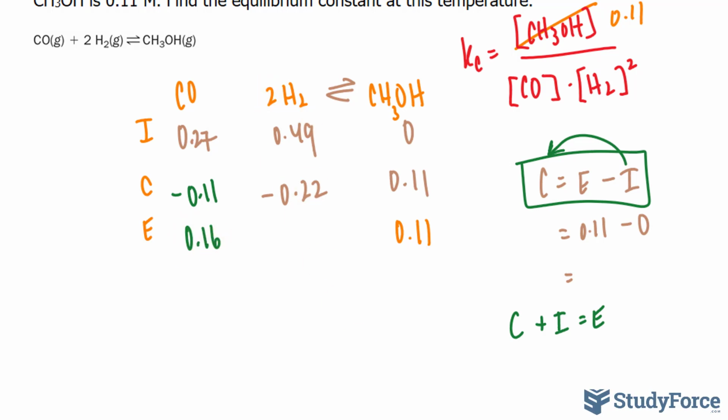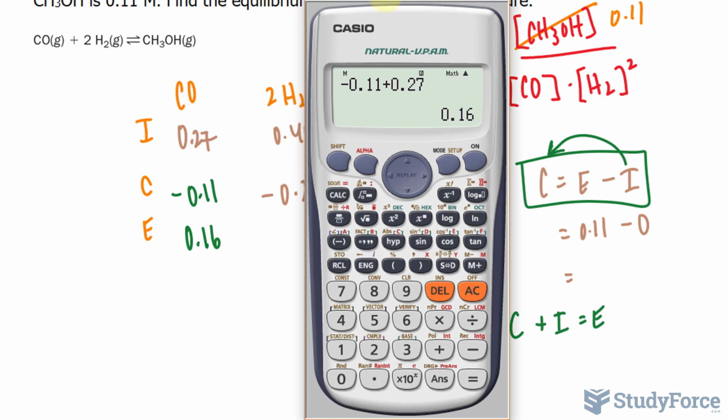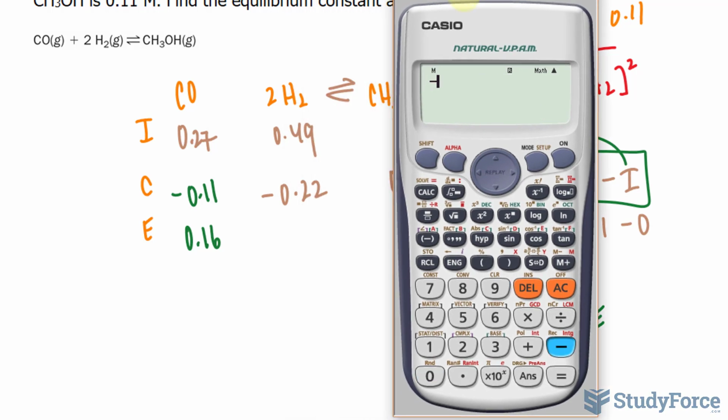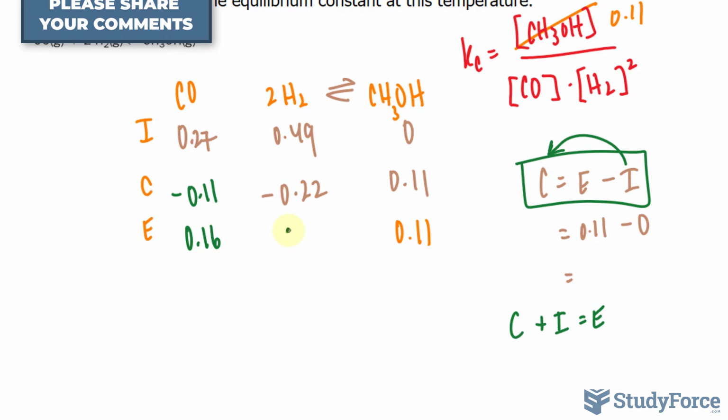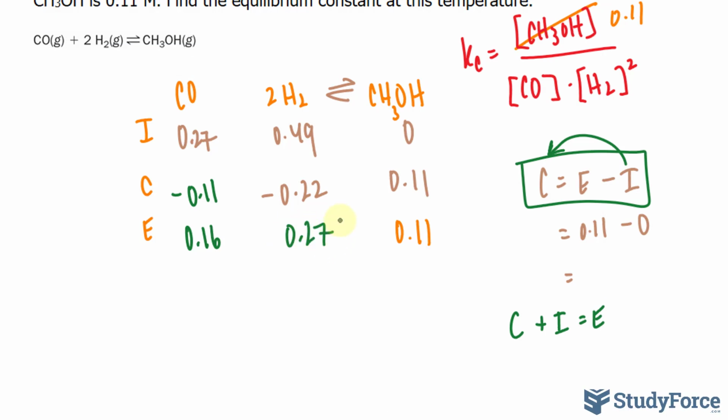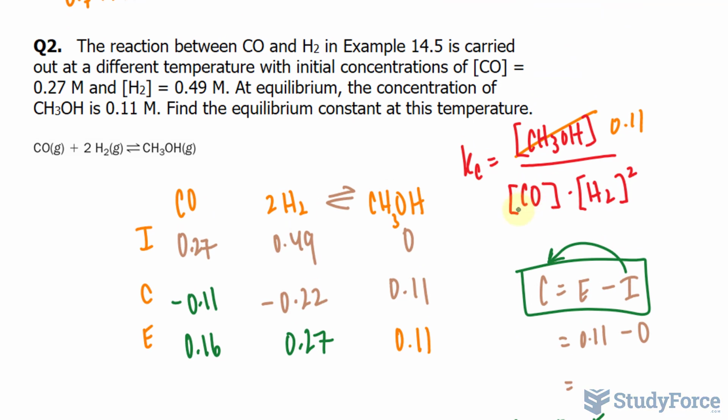Let's do the same thing here. This time we have negative 0.22 plus 0.49, and we have 0.27. That's all it is. That's all you have to do. And so we'll replace this part of our equilibrium expression with 0.16. Replace this part with 0.27.